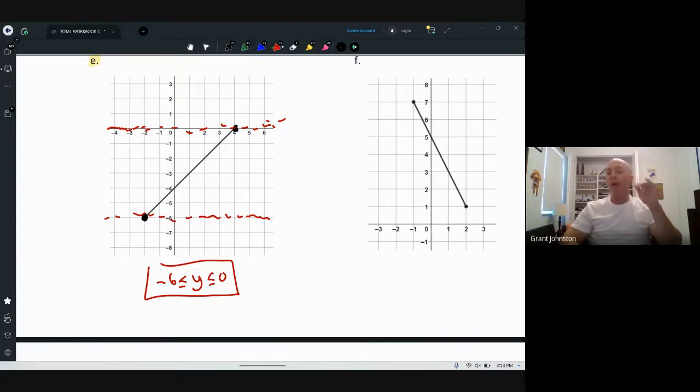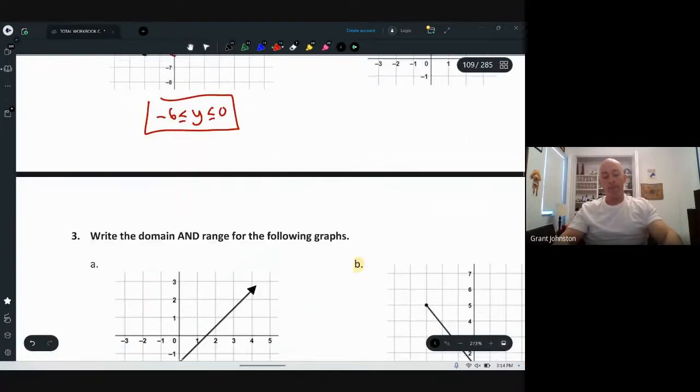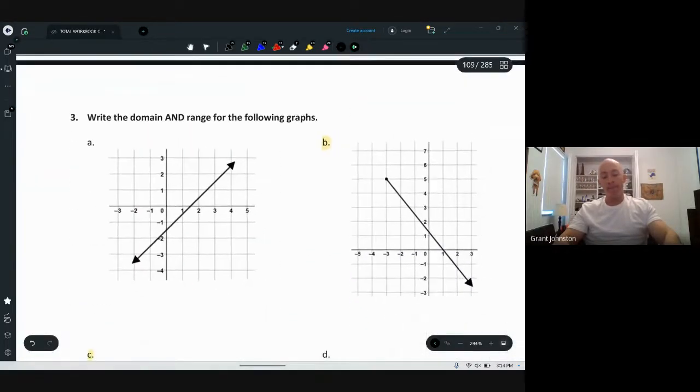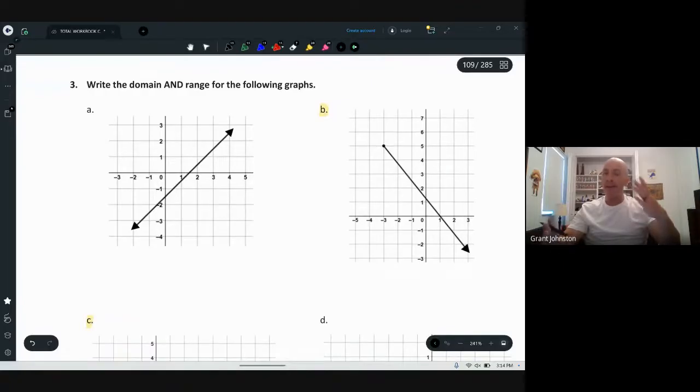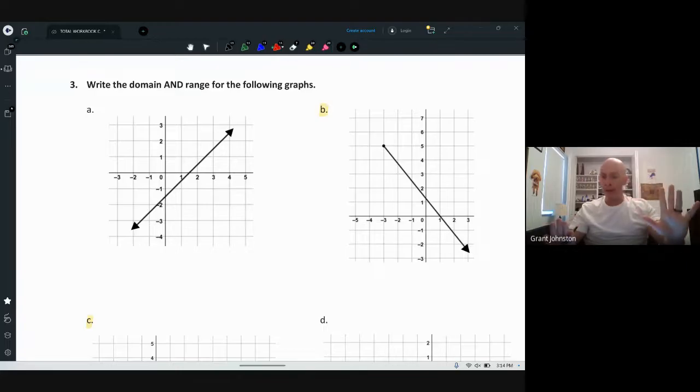I know this can be kind of tough. We're going to be doing domain and range a lot this year. So this is kind of introductory. Let me do a couple where it's asking for both domain and range. So number 3 says, write the domain and range for the following graphs. I'm going to let you do A, it's got arrows in both directions. So hopefully you remember what that means in terms of both the domain and the range. But B doesn't. It's got a little endpoint here.